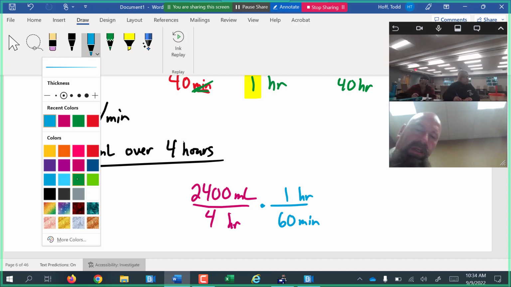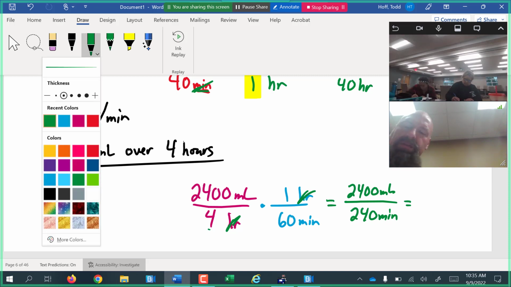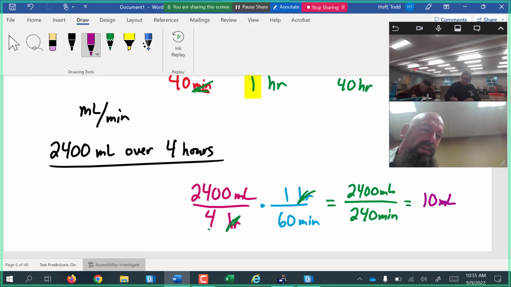So the hours cancel out. 2,400 milliliters times 1 is just 2,400 milliliters. On bottom, 4 times 60 minutes is 240 minutes. We divide out the 240. So 2,400 divided by 240 is 10 milliliters. 240 minutes divided by 240 is 1 minute. So that's 10 milliliters per minute.